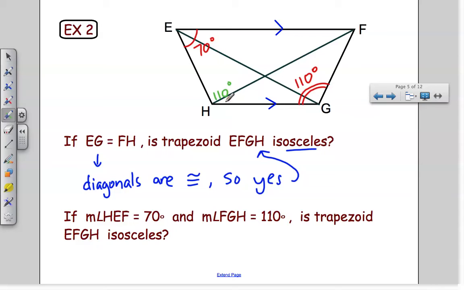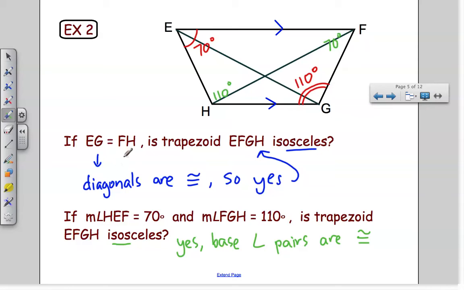It is isosceles. By the same token over here, these two angles, no matter what, have to add to 180 because of the parallel lines and their consecutive interiors, right? Same side of that transversal in between the parallel lines. So this would have to be 70. Again, the base angle pair is congruent, so yes, this trapezoid is isosceles because the base angle pairs are congruent. And technically, I only needed one to show that it was isosceles.